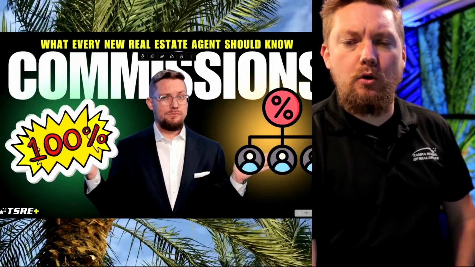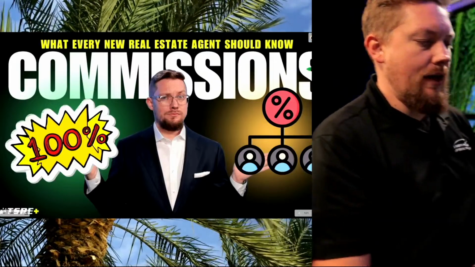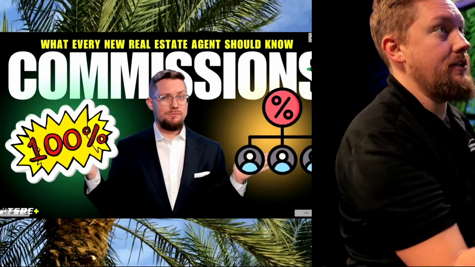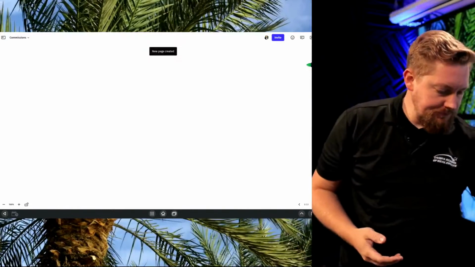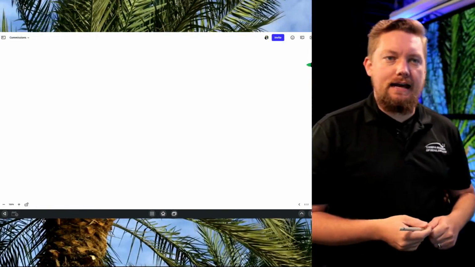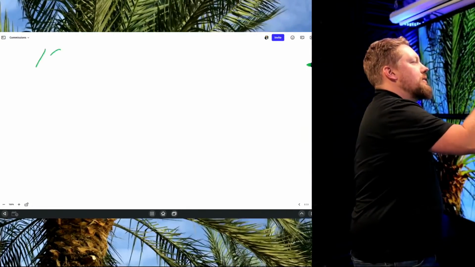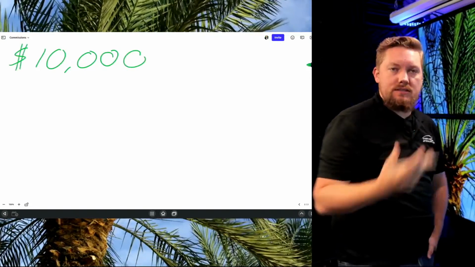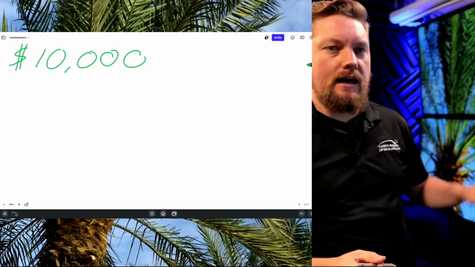Let's start off with some quick math to go over what a typical commission might be and how that would potentially change based on whether you have a 100% commission structure or you're on a commission split. We're going to use the same example we have linked in the article at tampaschoolofrealestate.com, but in this example, we're doing this off of a $10,000 commission.